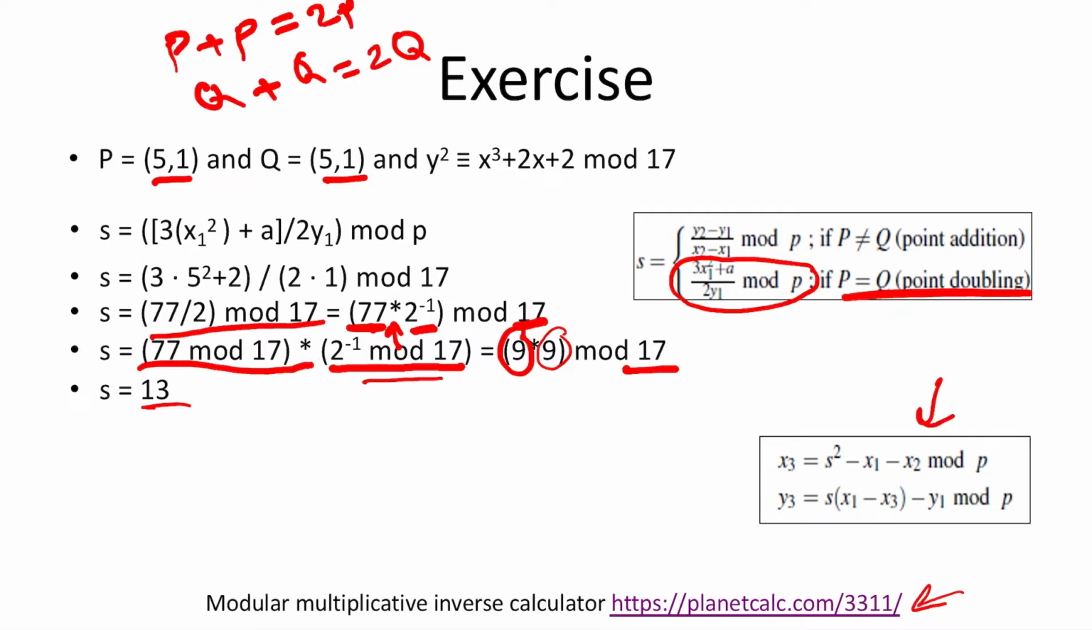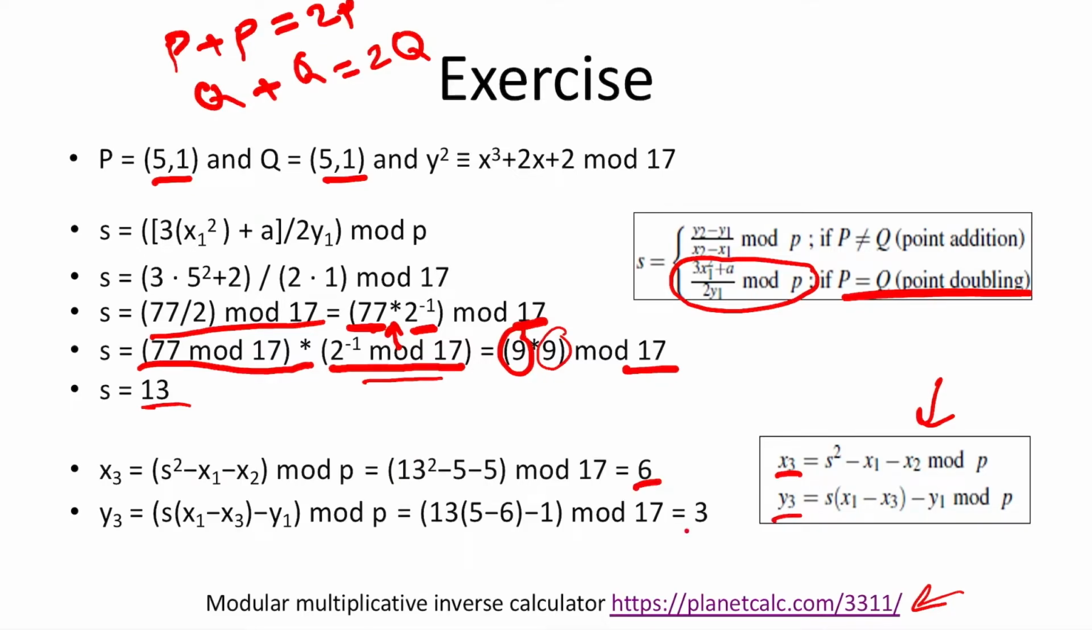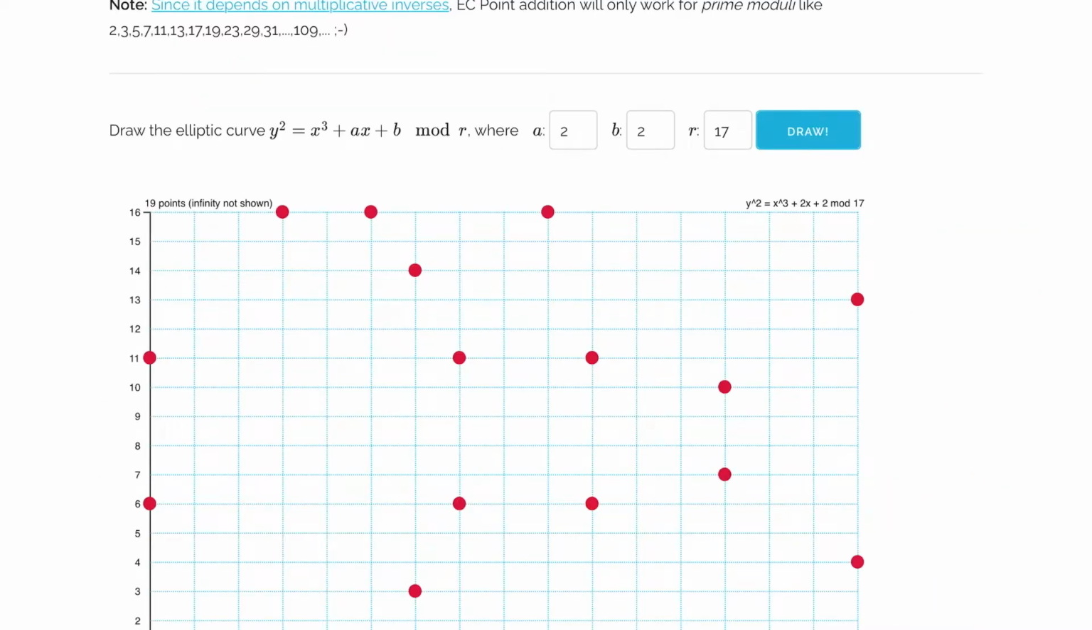Now we will plug in the value of S into these formulas to get our coordinates x3 and y3. So x3 comes out to be 6 and y3 comes out to be 3. This means our resultant point is (6, 3). So (5, 1) plus (5, 1) gives us (6, 3). Let's verify that (5, 1) plus (5, 1) is equal to (6, 3) using this calculator as well.